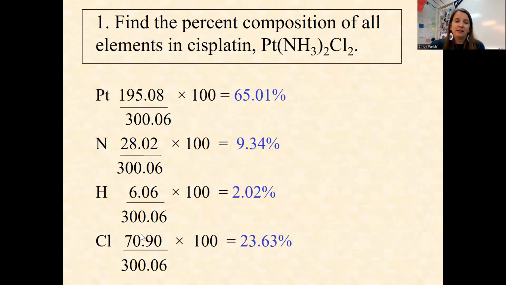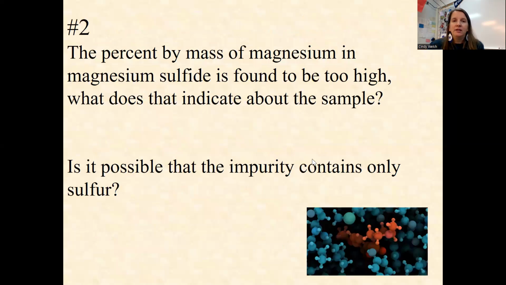And then we take the mass of two chlorines up here on the top, 70.90, divided by the total molar mass times 100, 23.63%. You can always add up your percentages after you're done to see if they add up to 100, or they should be very close to 100, within a hundredth or two, just because of rounding.